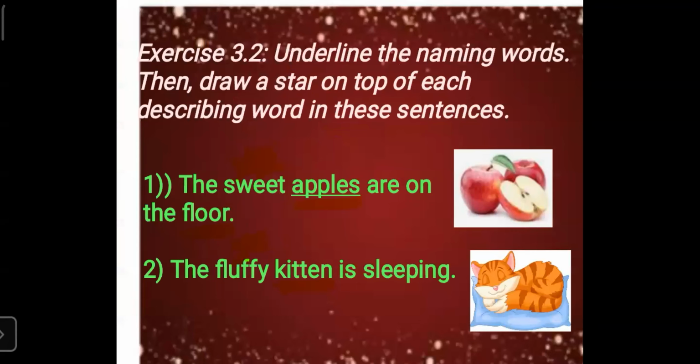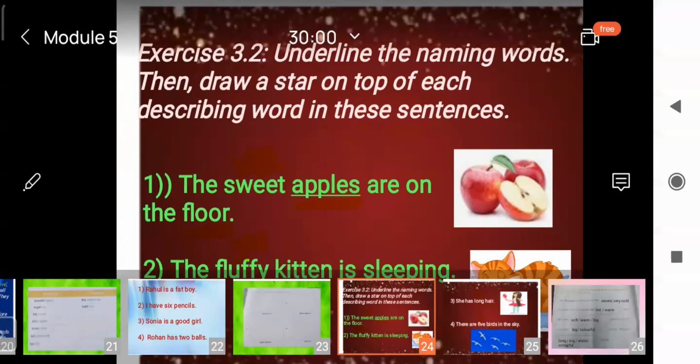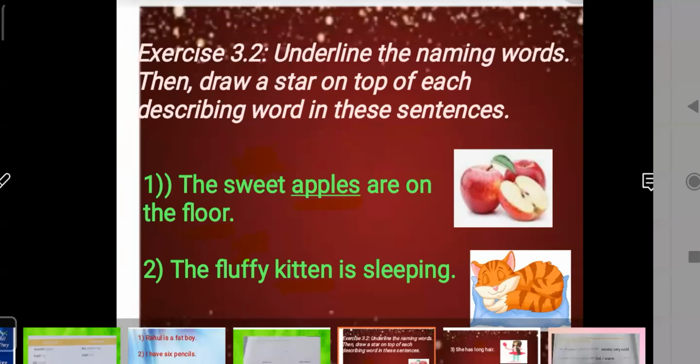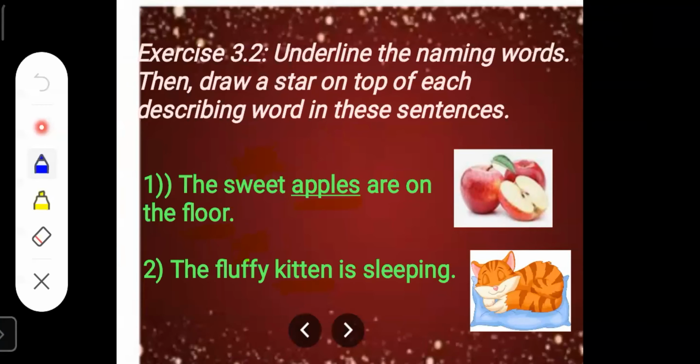Next is, underline the naming words. Then draw a star on top of each describing word. Children, we are running short of time. We will finish this very fast. All of you, please pay attention. The sweet apples are on the floor. Apples and floor are naming words. The word sweet tells us what kind of apples there are. So sweet is a describing word.